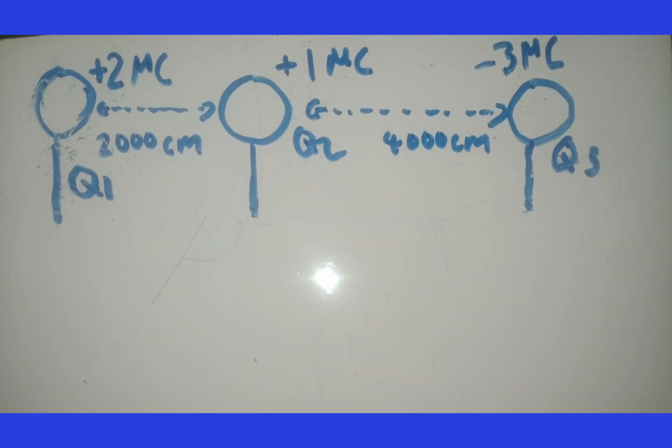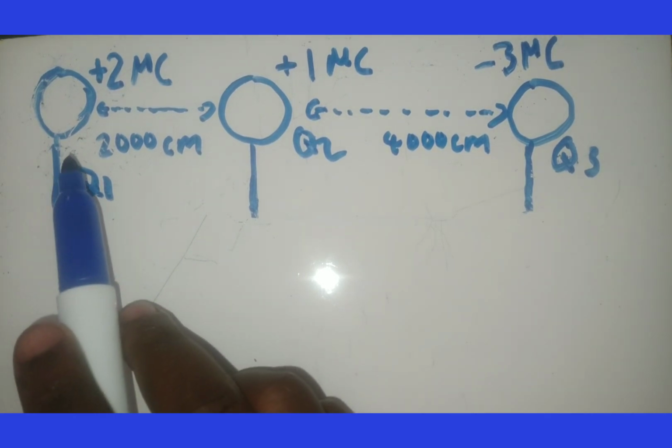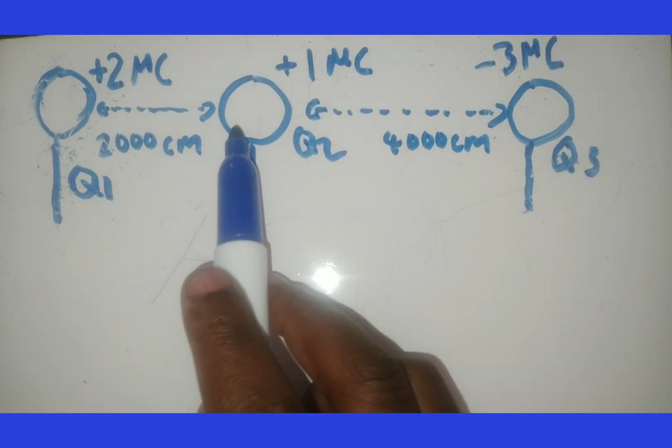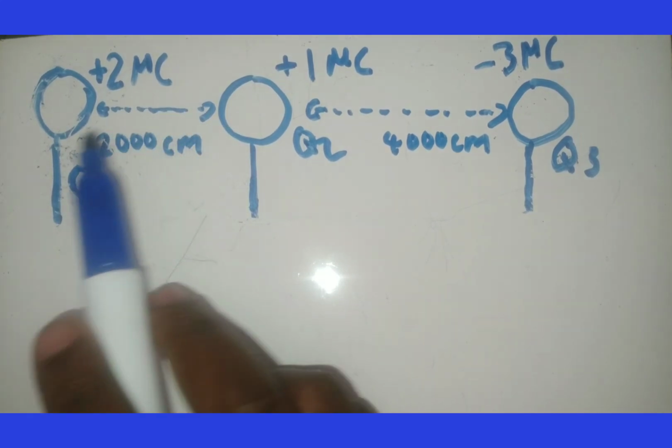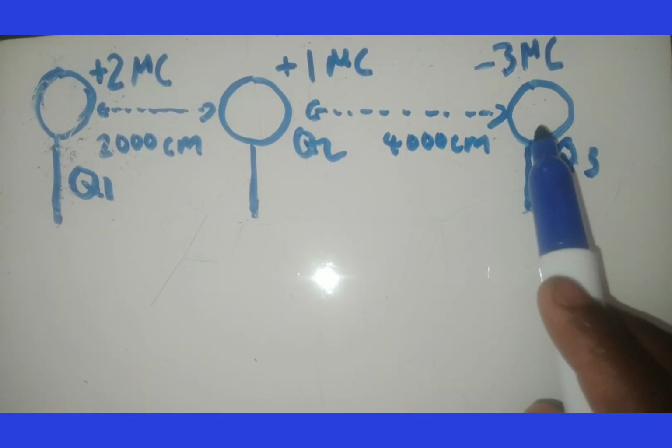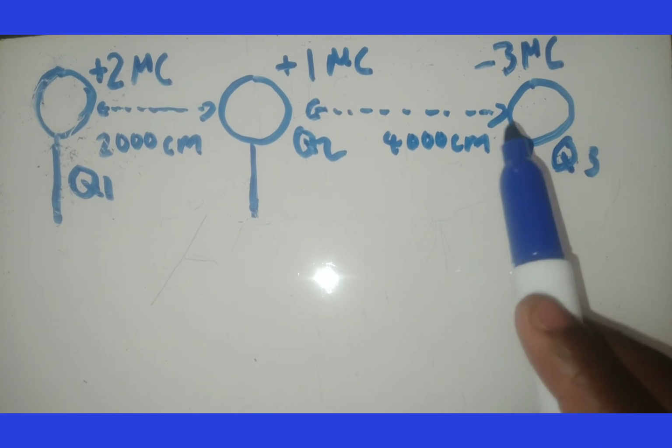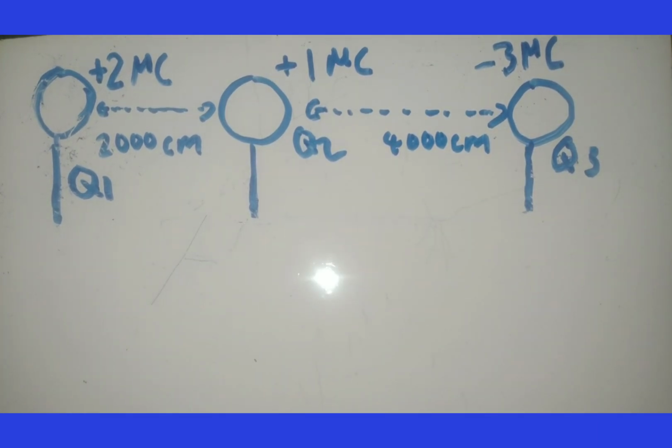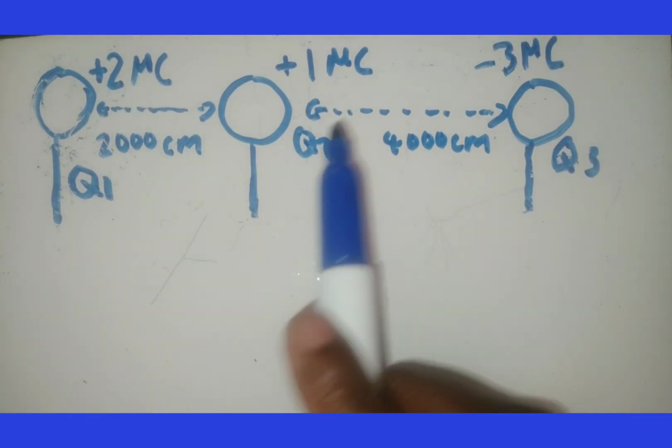Now let's say that you are asked to calculate the net electrostatic force on Q1 experienced by the others. So it's like the electrostatic force on Q1 that is caused by the others, right? There is the electrostatic force on Q1 caused by Q2, and there is the electrostatic force on Q1 caused by Q3. That's why they say the net. So we have to find the resultant. We're going to calculate for both of them and we'll find the result.